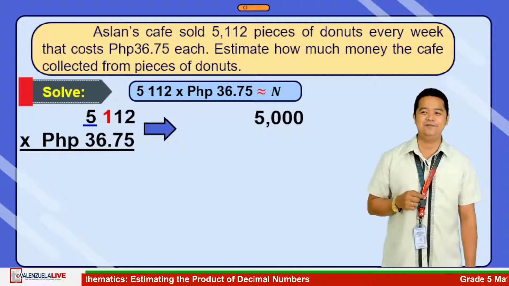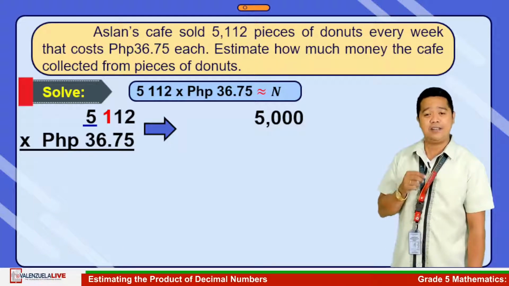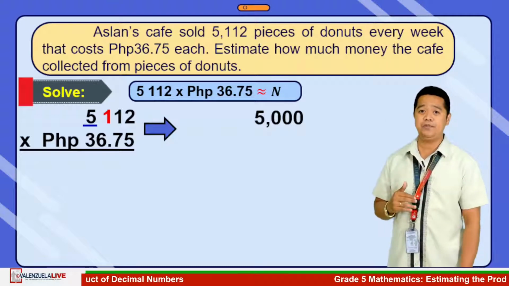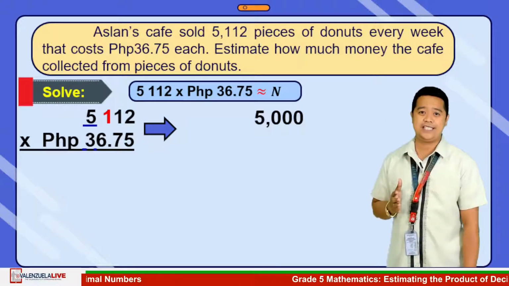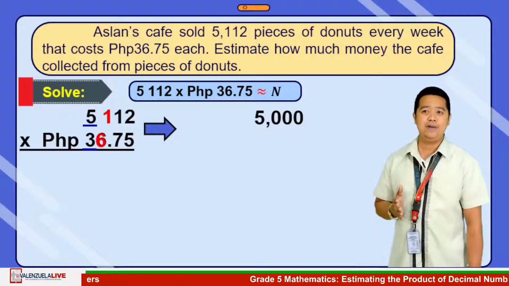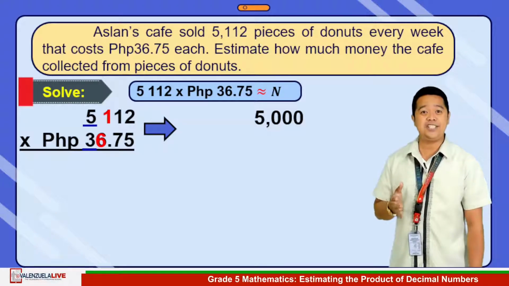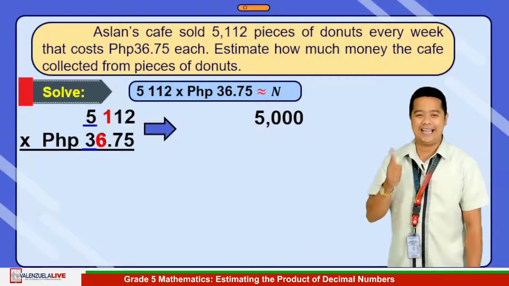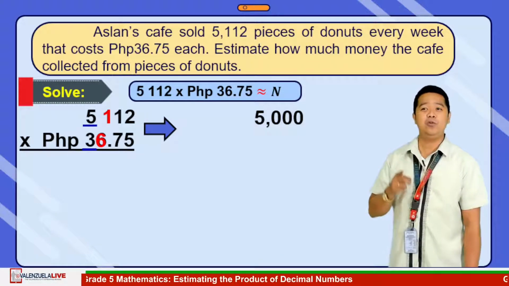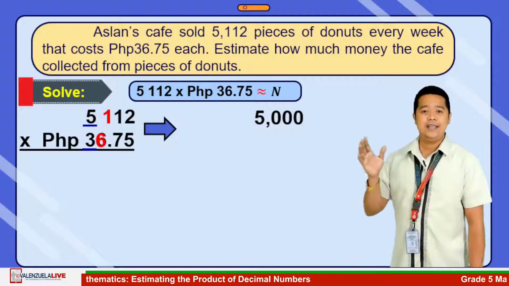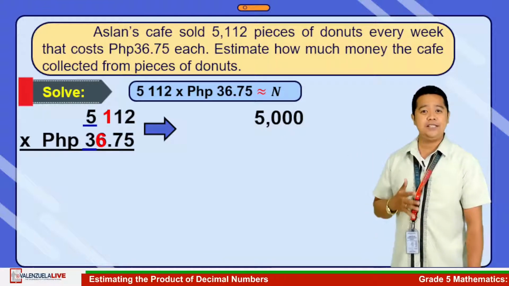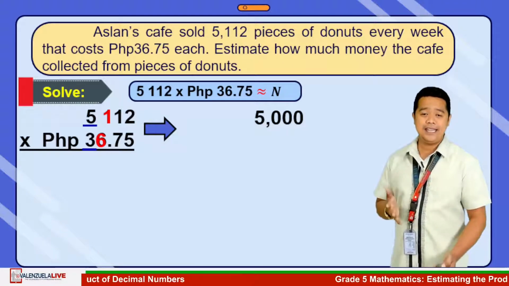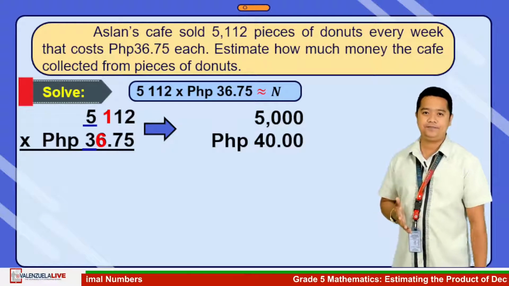Very good, grade 5. How about 36 and 75 hundredths? Let us round off to the highest place value. The number to be rounded off is 3, followed by 6, which is greater than 5. Right? So we will round up. Very good. So we add 1 to 3 and then replace all the remaining digits by 0. So 36 and 75 hundredths will become 40.